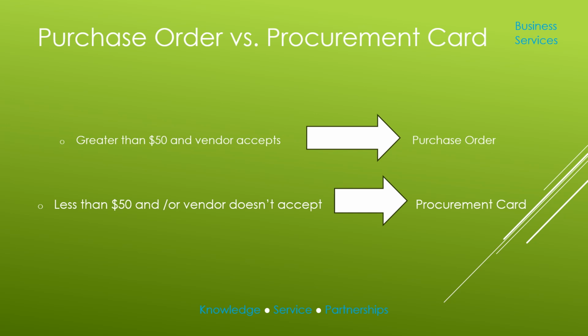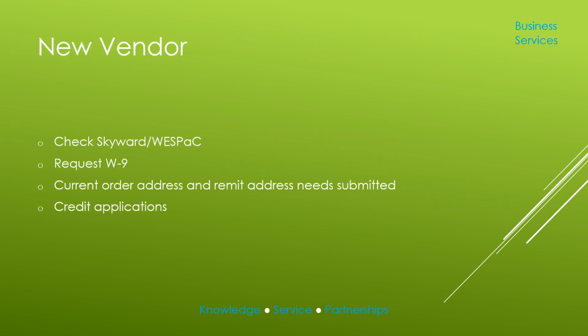If the vendor accepts purchase orders and the amount of the order is $50 or greater, a PO needs to be used. Purchase orders need to be the default over credit cards, as they are easier to track, and also the district has more recourse if the order is damaged upon delivery or if it is incomplete.